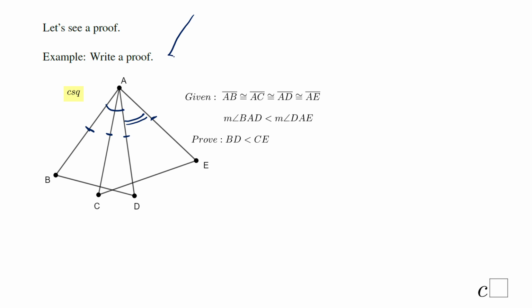Something like this. This is the first triangle, ABD. These two sides are congruent, and this angle is mentioned. Then we have the second triangle, ACE.